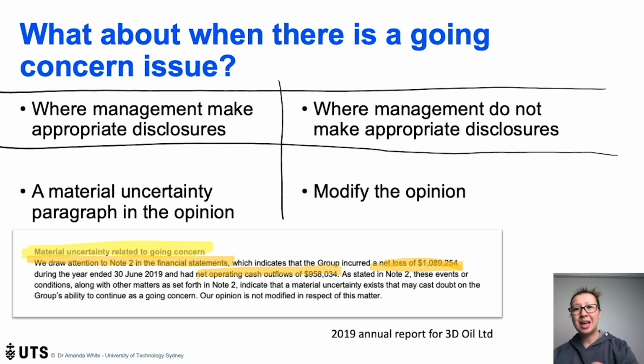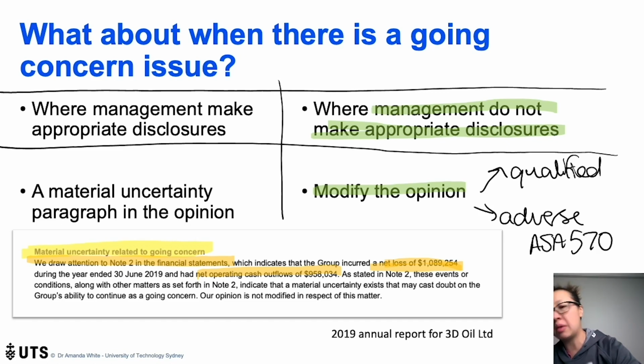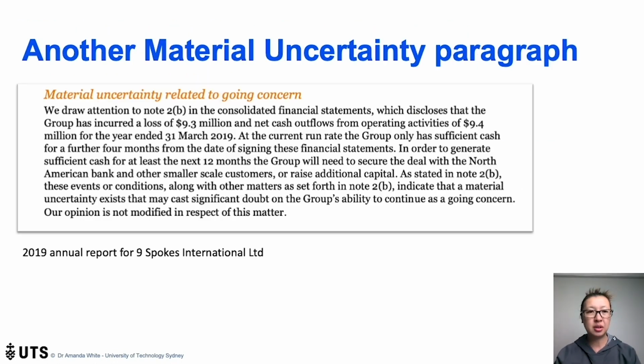Now, what happens if management do not make the disclosures in the financial report? If management don't make the disclosures, then we're going to have to modify the opinion. And depending on the severity of whether going concern is appropriate or not and whether there's a material uncertainty or not, your options are going to be to go with qualified or with adverse. And that's all covered in that flow diagram from ASA 570.